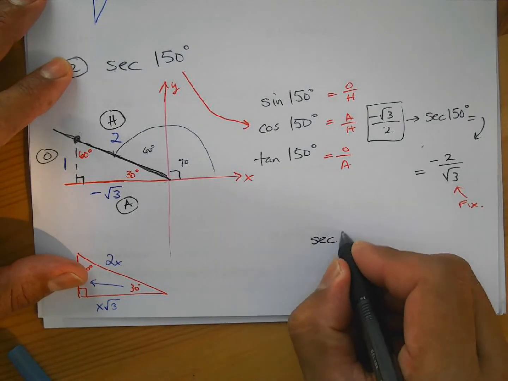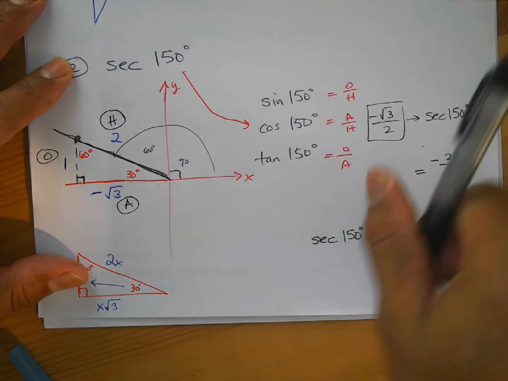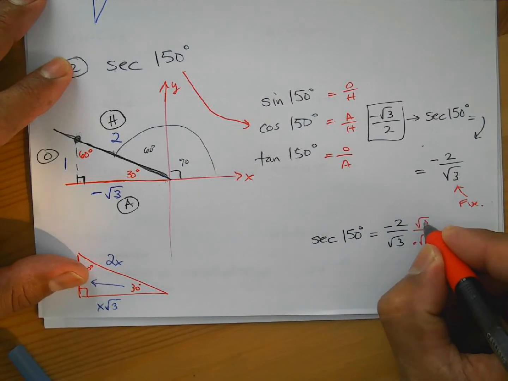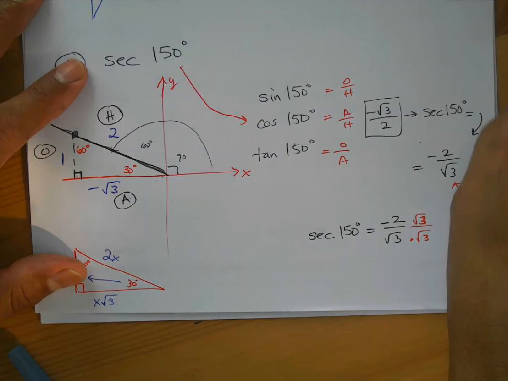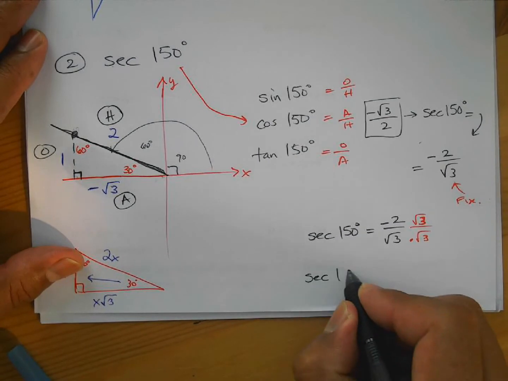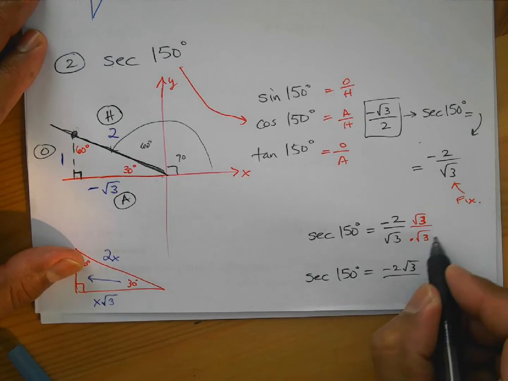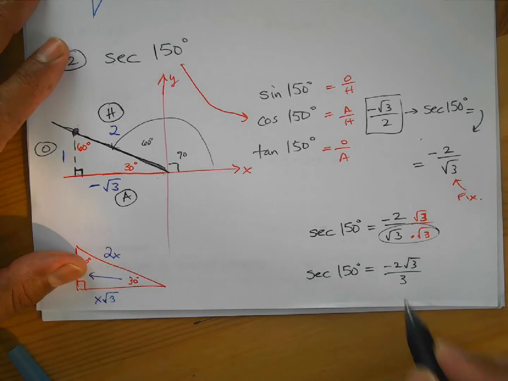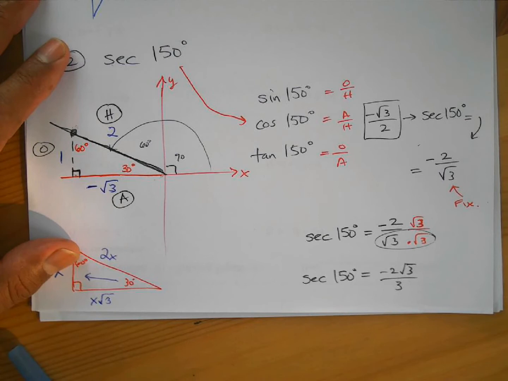So secant of 150 would be equal to, well, I got negative 2 over root 3, but I got to multiply, right? Rationalize the denominator. That's what it's called when you do this. Okay, the correct and final answer in the correct form would be secant of 150 is equal to negative 2 root 3 over 3. And nothing can reduce, always just look at the whole numbers, not the number in the root. This is your answer for the secant.